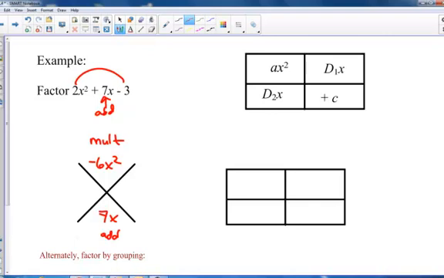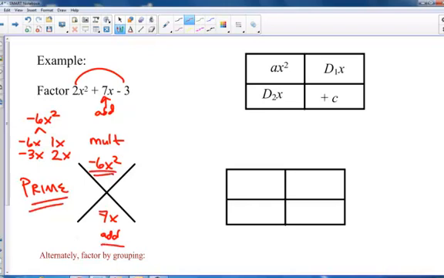Okay, so negative 6x squared. One has to be a positive and one has to be a negative. So I would have to do like negative 6x and positive 1x. That does not add to 7. Negative 3x and positive 2x. So this again is prime. Nothing multiplies to give you negative 6x squared that adds to give you 7.